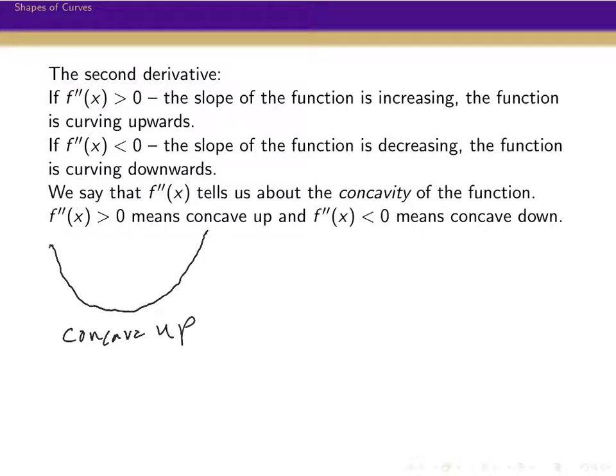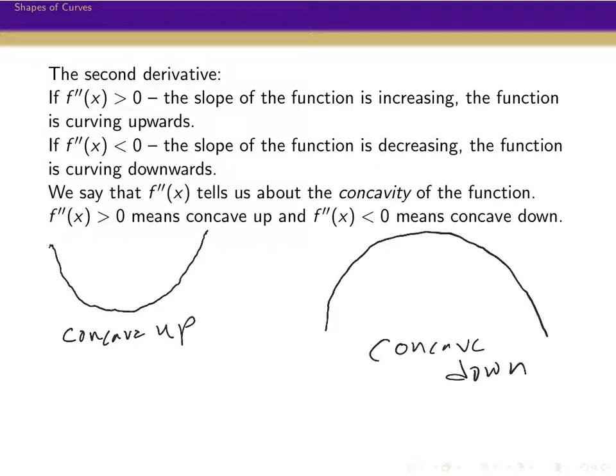On the other hand, if it's negative, we can say we start with it positive, and then it flattens out, and then goes down the other way. When the second derivative is negative, we're going to call that concave down. And one way to remember this is concave up is like a cup. Concave down is like a frown.